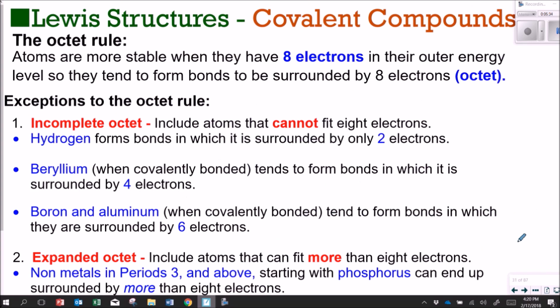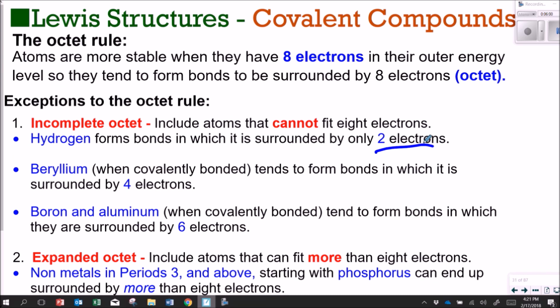Drawing Lewis structures for covalent compounds, we have to remember a couple of things. We know the octet rule by now, which states that atoms are more stable when they have 8 electrons in their outer energy level. We have some exceptions to the octet rule. The first one is the incomplete octet, which includes atoms that cannot actually fit 8 electrons. So hydrogen can form bonds when it is surrounded by only 2 electrons.